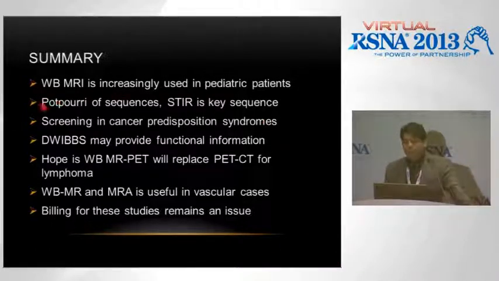It's got a huge role to play in cancer predisposition syndromes, Li-Fraumeni patients, and the SDH mutation patients. These are two which definitely are well established in the literature where you can use whole body MR for screening these patients for neoplasms. The use of DWIBS will clearly provide functional information, and we need a lot more work in seeing how DWIBS will go. And the hope is that whole body MR PET will replace PET CT, at least for the follow-up of lymphoma moving forward. And then we saw some of the vascular cases where we use whole body MR and MRA, and it's extremely useful.